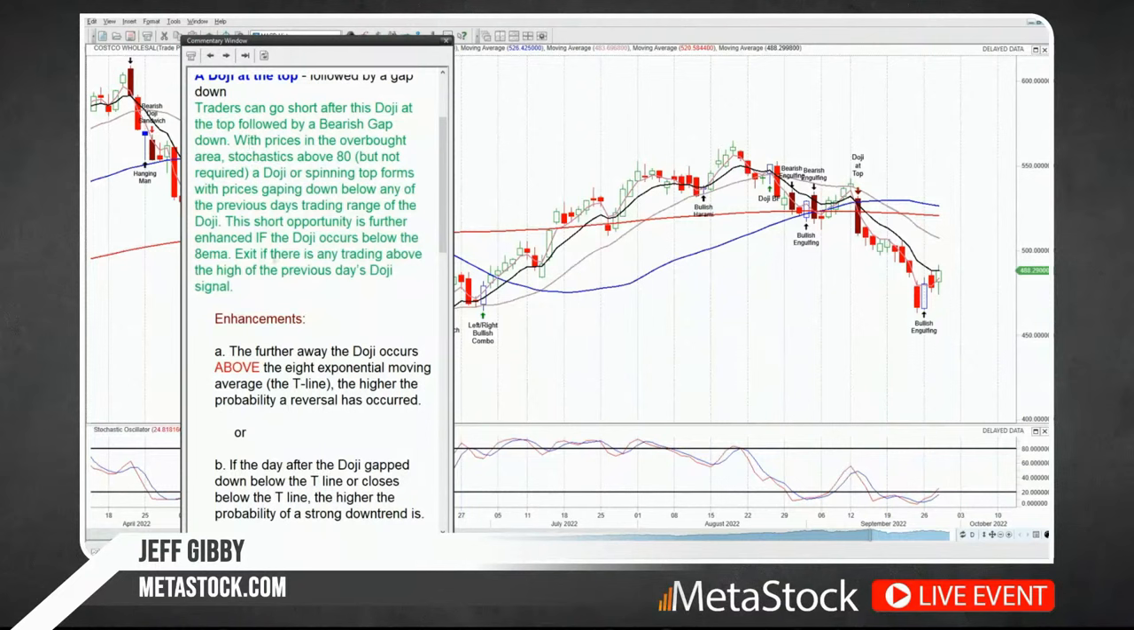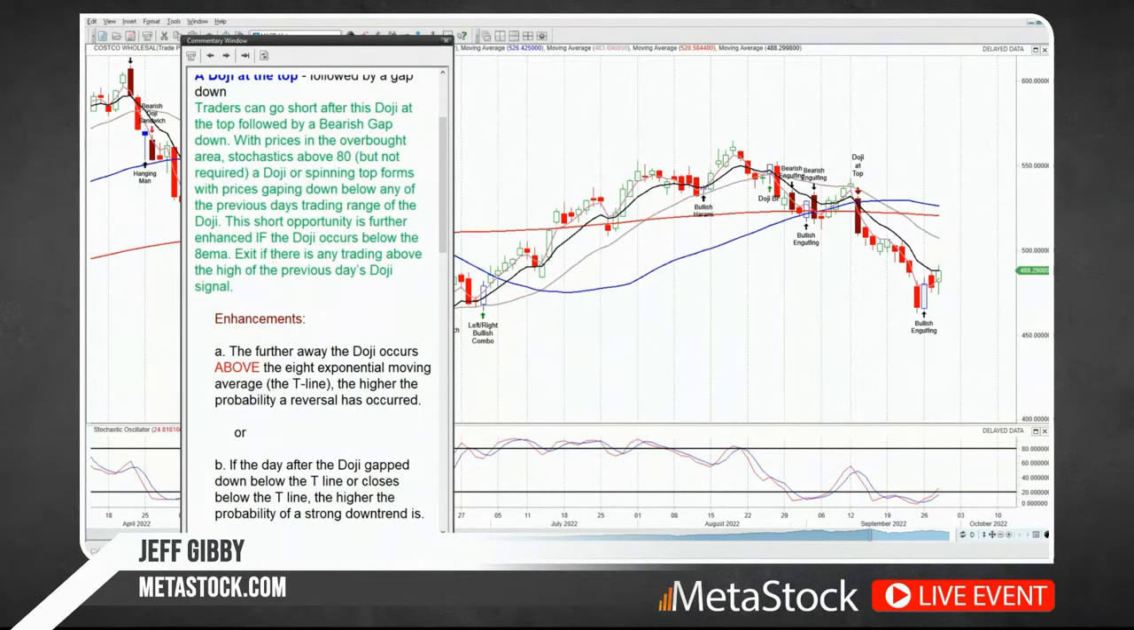And a lot of times you're going to find these patterns because you've scanned for them. So you can go in here, and I like to scan for the doji best friend or the doji at the top. Those are opposite patterns, but they're the same thing. They're a doji followed by that gap, either up or down. That indecisive bar, as Steve likes to say, followed by that gap down.